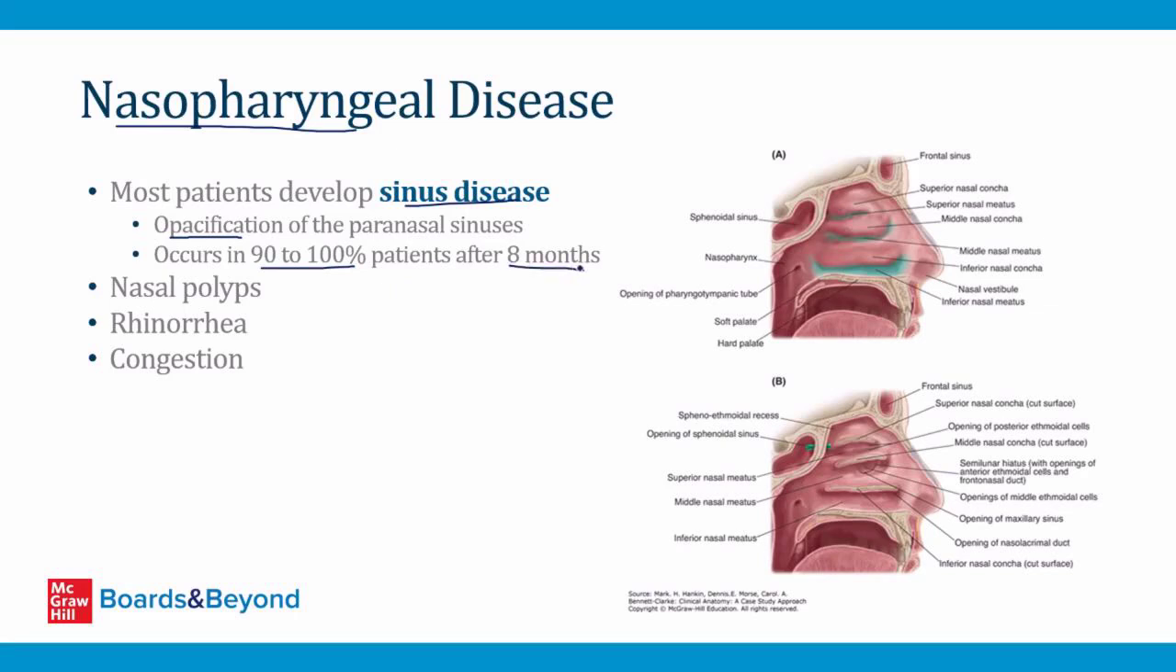And so once the sinuses are opacified and filled with mucus like this, a number of things can happen. First of all, this promotes the development of nasal polyps, which are common in people with cystic fibrosis. This can also lead to rhinorrhea or runny nose and nasal congestion, which can lead to headache and infections and other things.